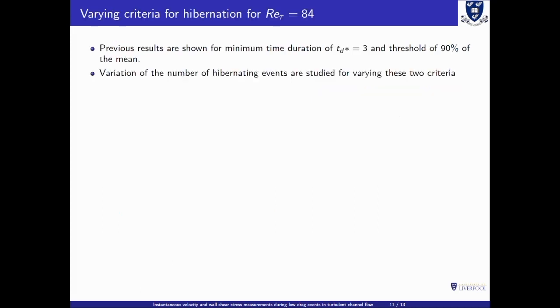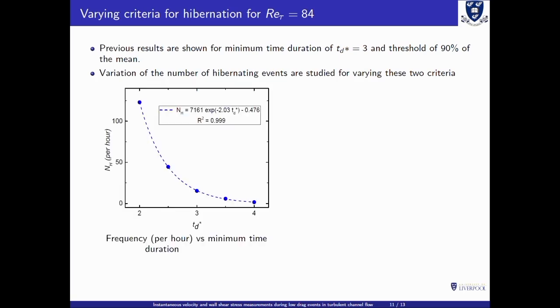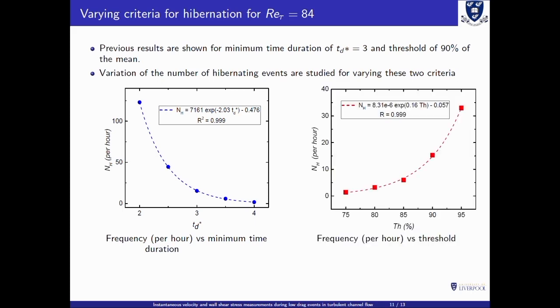Then, as I said before, we have to use 2 criteria: T star, which is the minimum time duration, should be greater than 3, and the threshold should be 90% of the mean. So we tried to change these criteria and see how it affects the moments of hibernation. This plot shows the frequency of hibernating events per unit hour versus minimum time duration. Before it was T star of 3, then we kept it between 2 to 4, and we saw that there is an exponential decrease in the number of hibernating events.